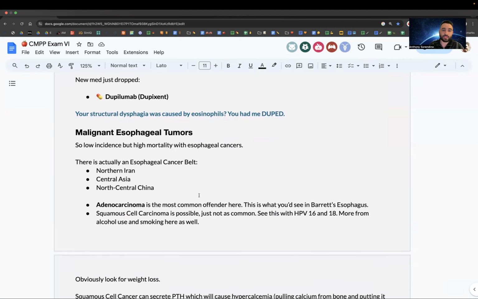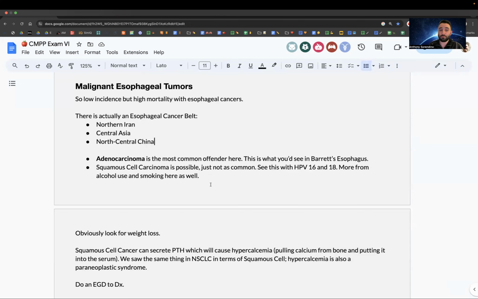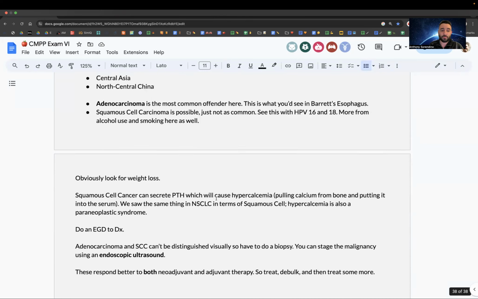Okay, last thing here is malignant esophageal tumors. This is going to happen in the esophageal cancer belt. So northern Iran, Central Asia, north central China. Adenocarcinoma is going to be the most common offender here, but squamous cell carcinoma can also happen. Look for weight loss. Squamous cell, which we learned about in pulmonary, can secrete parathyroid hormone, which is going to pull calcium from the bones, put it into the serum, so it's going to cause hypercalcemia.